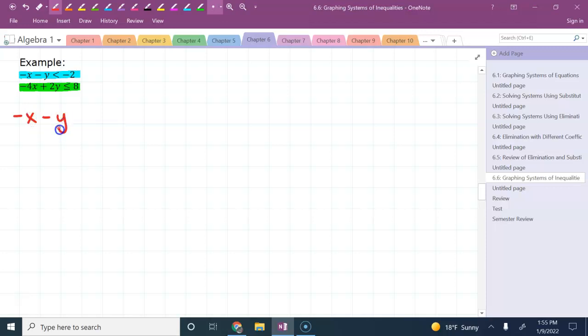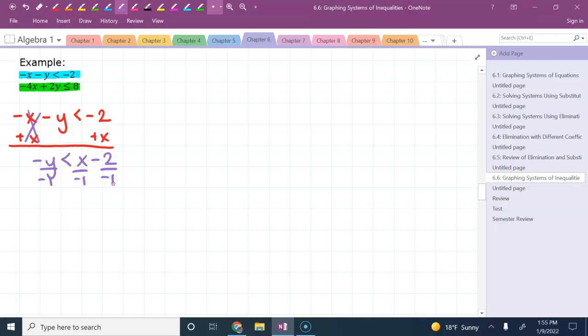Negative x minus y is less than negative 2. I want to get y alone. So let's move that negative x over first. Since it's negative, we're going to add x over. So it's going to say negative y is less than, x goes first, so it's positive x now, minus 2. Remember, we can't leave y negative, so we got to get that negative sign away from it. So what we're going to do is divide everything by a negative 1.